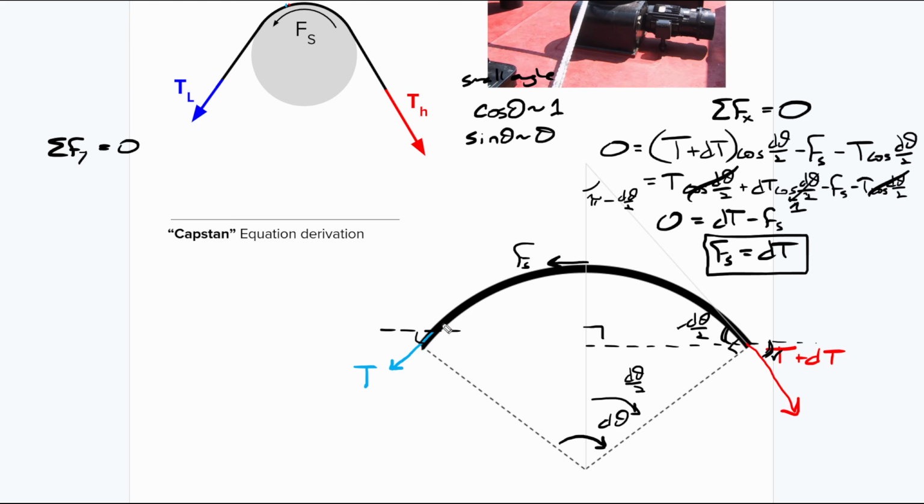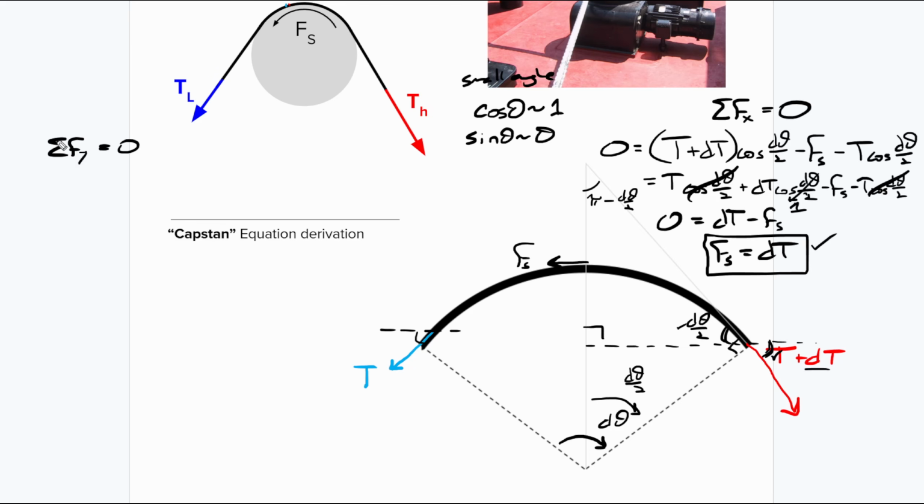That definitely makes sense. Look, I know that T plus dT equals Fs plus T. Well, that means this extra part, what's that going to be? It's going to be Fs, because T plus Fs should equal T plus dT. And that means dT is Fs. Oh yeah, that makes a lot of sense, actually.